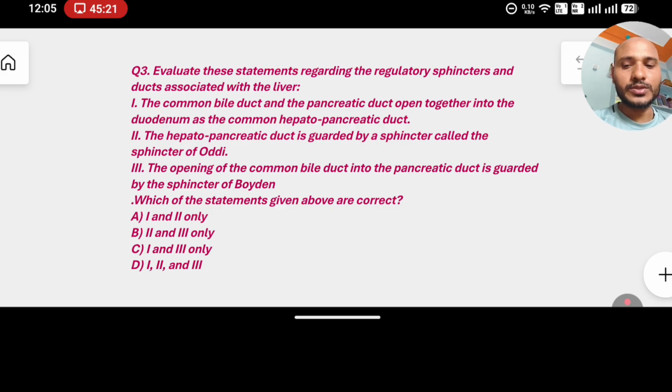So this is all about the liver. Think about the concept discussed just now and drop your answer in the comment section.